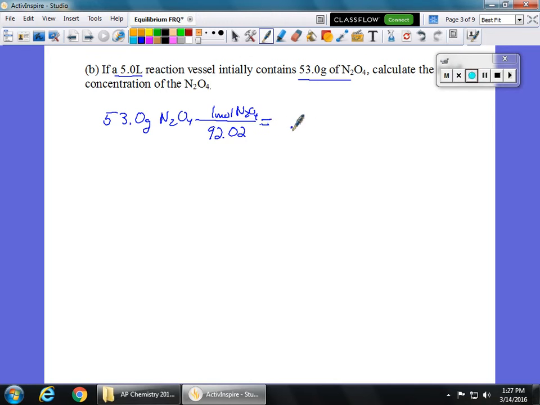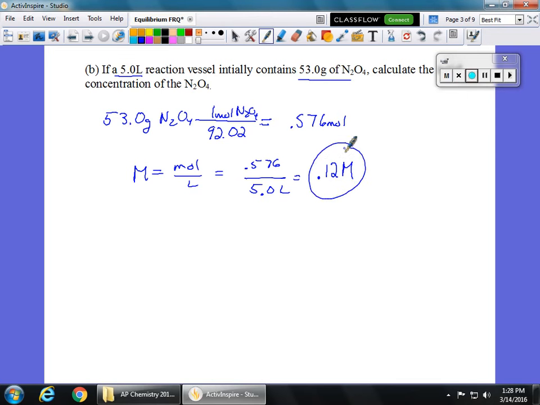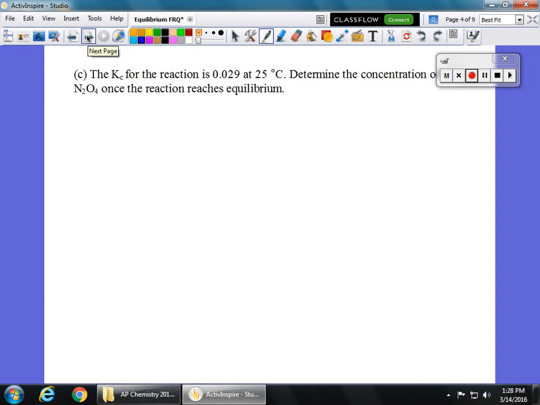That's going to give you 0.576 moles of the N2O4. We need a molarity. Molarity is moles per liter. So we have 0.576 moles, and we are told that it is a 5.0 liter container, which is going to leave us with, to two significant figures, 1.2 molar solution. And I would say in an AP free response question, that'd probably be just 1 point for that part. Part C is the really difficult part.